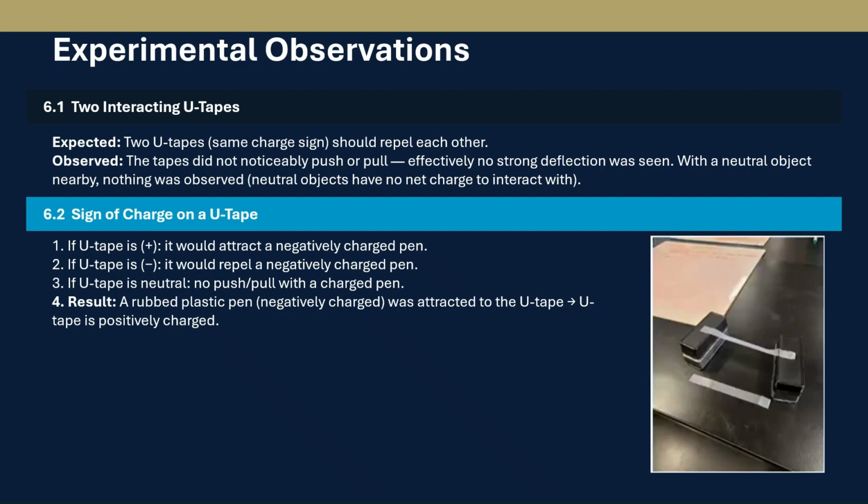In section 6.1, when we brought 2 U-tapes near each other, we expected repulsion since both should carry the same sign of charge. In practice, the tapes showed minimal but noticeable deflection, which could be due to partial discharge or humidity. When brought near a neutral object, nothing happened, which was expected.